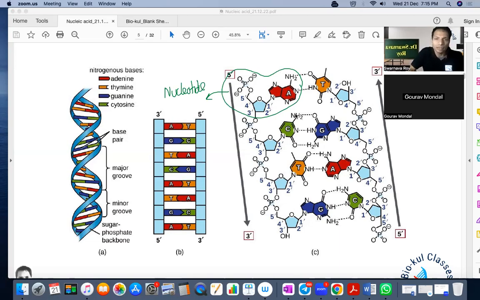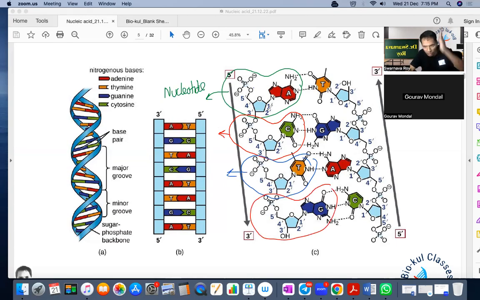Again, with a different color, this is another nucleotide. You can see this is a nitrogenous base, this is a sugar, this is a phosphate. Okay, so this is another nucleotide. Then we have another nucleotide. Here is a nitrogenous base, this is the sugar, this is a phosphate, right? So you see one nucleotide, two nucleotides, three nucleotides, four nucleotides, and this is a polynucleotide, which is one strand of a DNA.